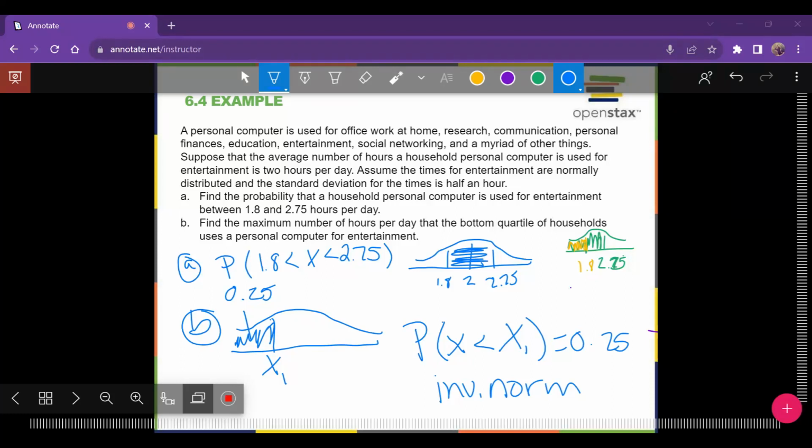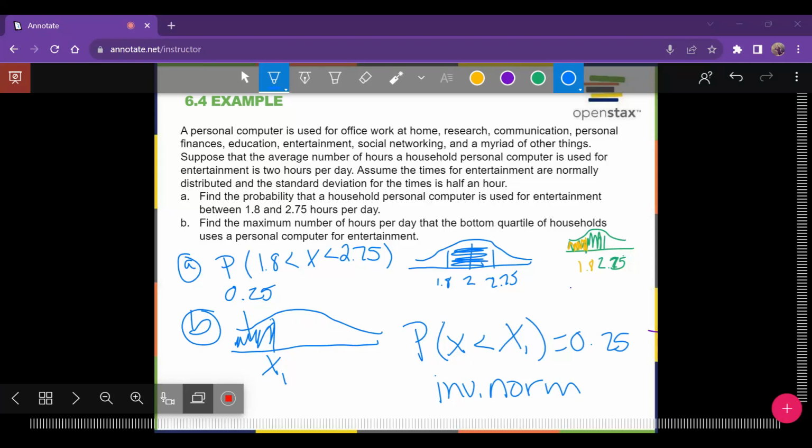Then we're going to subtract the normal distribution that would be produced by that lower value. So our lower value was 1.8. Our mean is the same. Our standard deviation is the same. And again, we're still using true. And so we get that probability is 0.5886.